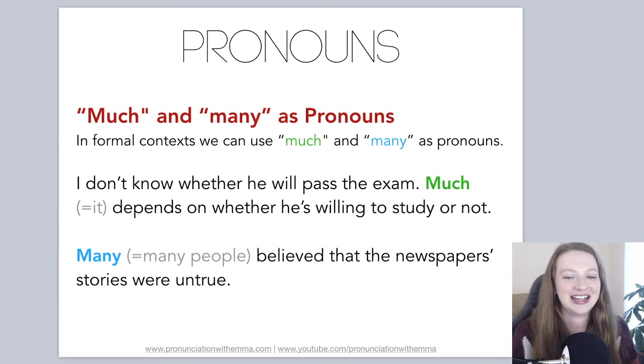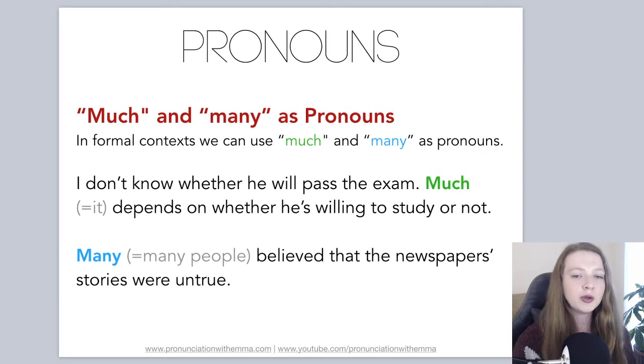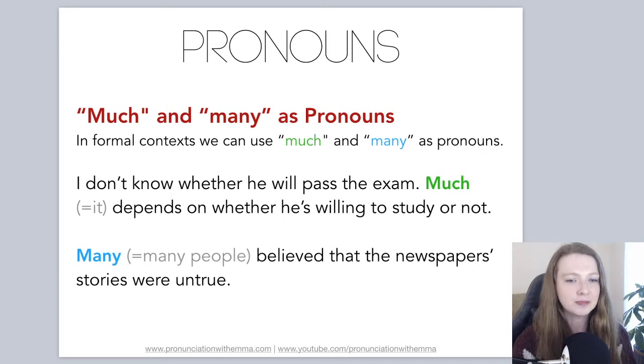So that's really good. So the next thing, we can use much and many as pronouns. Now, this is something that's quite new to people and it's something that's confused my students. So in more formal contexts and academic contexts, you may see much and many used as a pronoun. For example, I don't know whether he will pass the exam. Much depends on whether he's willing to study or not, compared to it depends on whether he's willing to study or not. By saying much instead of it sounds a bit more formal.